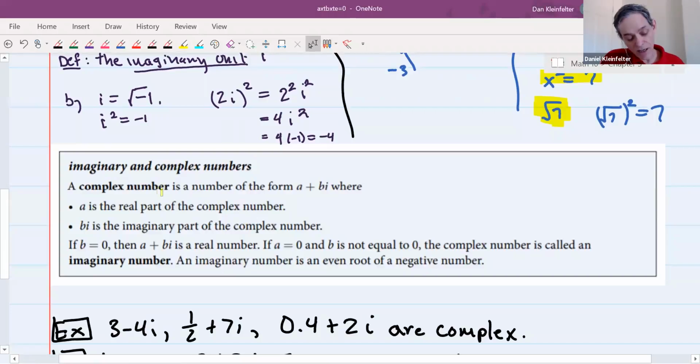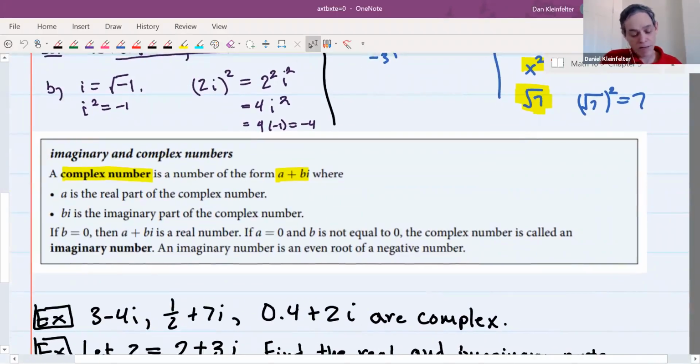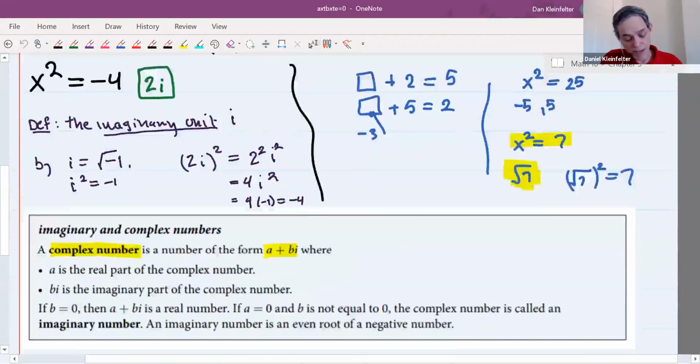We're defining this thing called a complex number, and it's a number that looks like a plus bi, where a is called the real part of the complex number. bi is the imaginary part of the complex number. If b is equal to 0, then a plus bi would be a real number. If a is 0 and b is not 0, then the complex number is imaginary, sometimes called pure imaginary. So there's a lot of words there. Here they didn't write out the part about the imaginary unit, but we've done it.